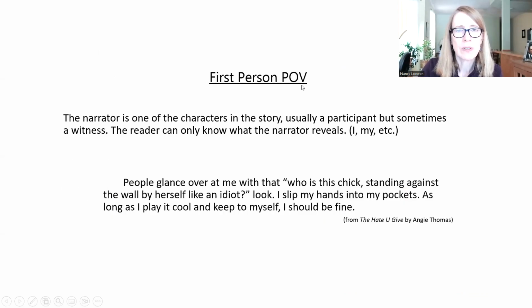First person point of view: the narrator is one of the characters in the story. Usually a participant, but maybe a witness. The reader can only know what that narrator reveals. And that narrator can't get into anybody else's head, right? Nobody else's thoughts. That narrator can only report what that narrator personally experiences.